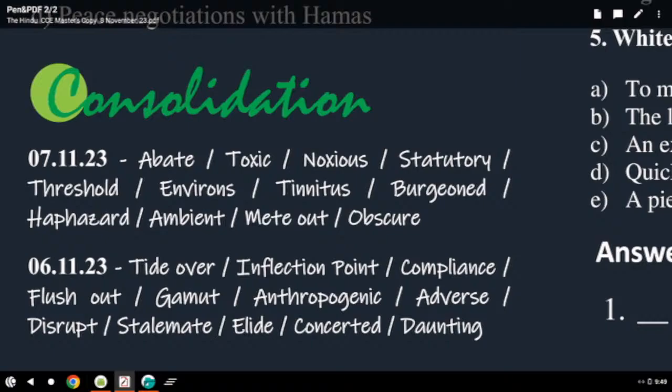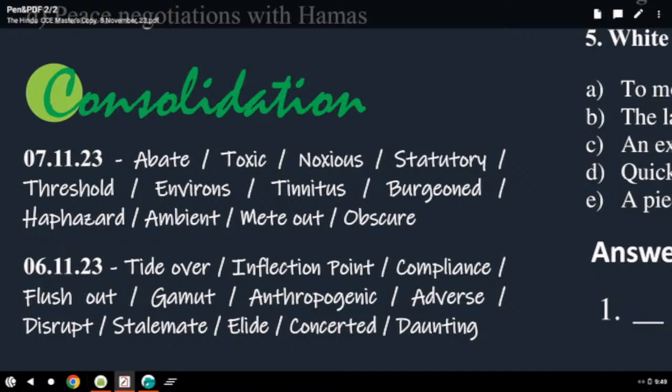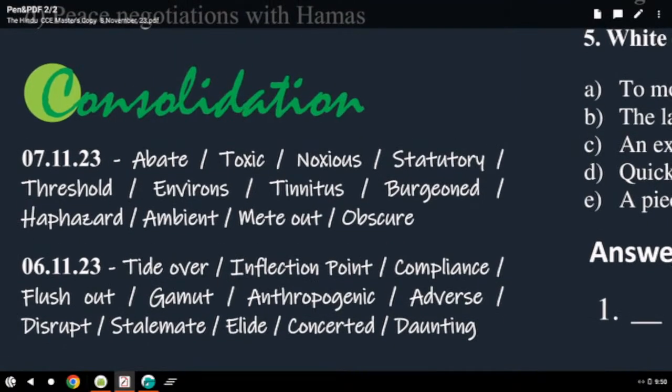Tide over, part of speech, phrasal verb, meaning to provide temporary support. Very good. Inflection point, turning point, it's like a standard phrase. Compliance. Compliance is a noun, comply is a verb, meaning to follow the rules and regulations, to adhere to rules and regulations. And flush out, now, phrasal verb, meaning to remove. It goes with your everyday English as well. Gamut, part of speech, noun, meaning range. That is a word. You have said range, exact word.